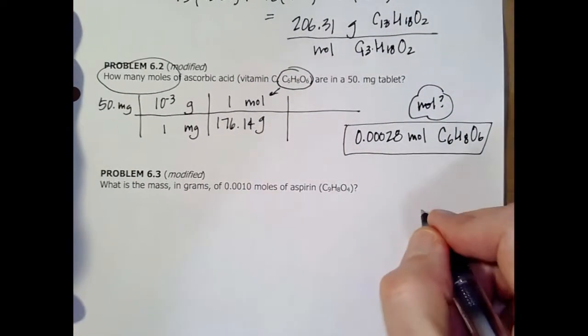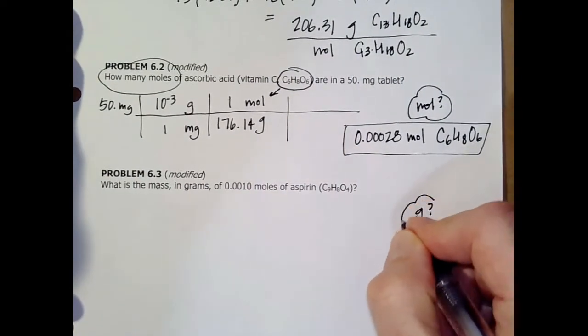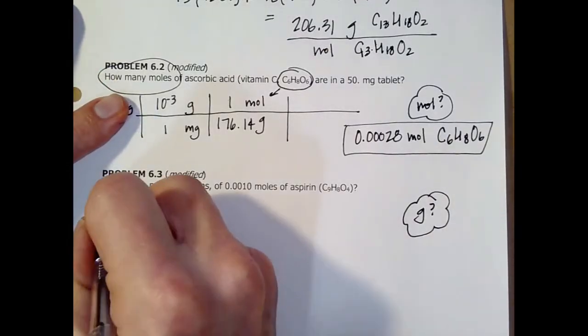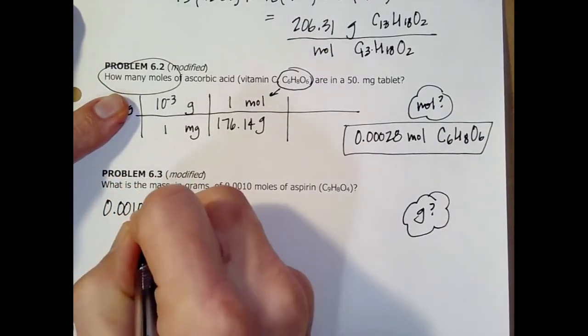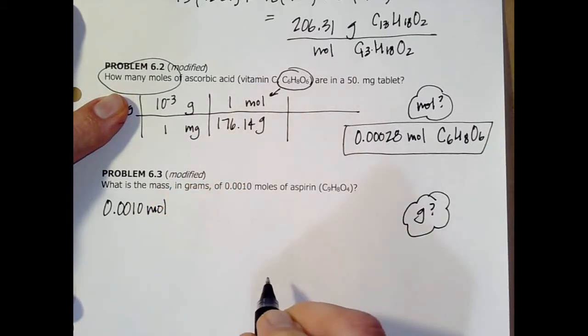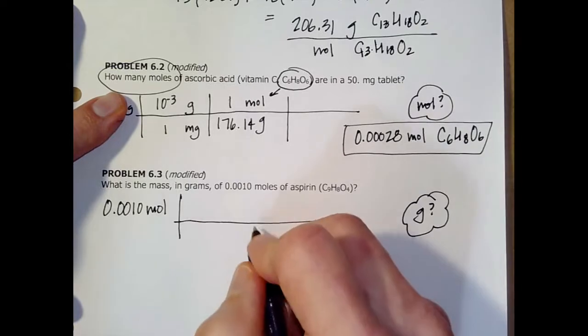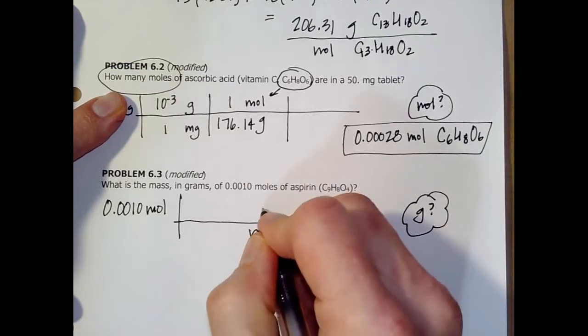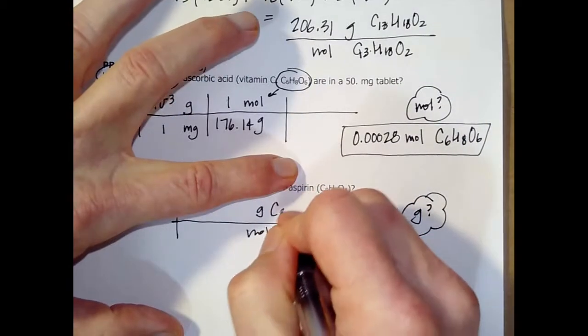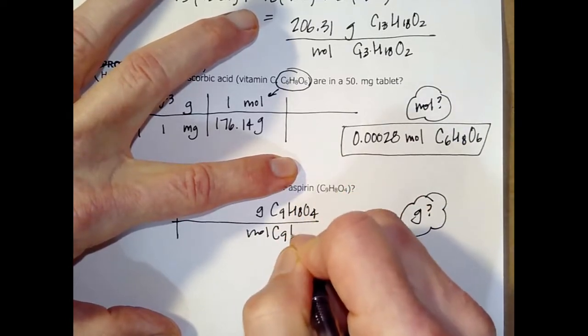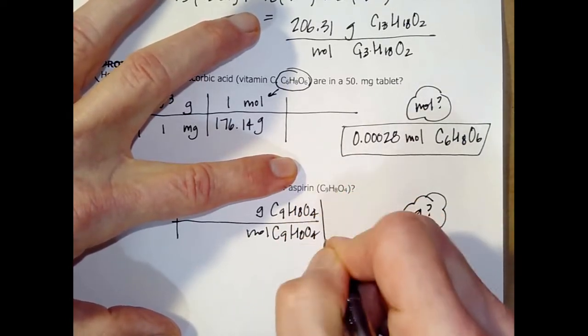Mass in grams. So I go out here and go, well, grams. So I've got 0.0010 moles of the C9H8O4. I go, okay, well, I know I want moles on the bottom and grams on top. C9H8O4.